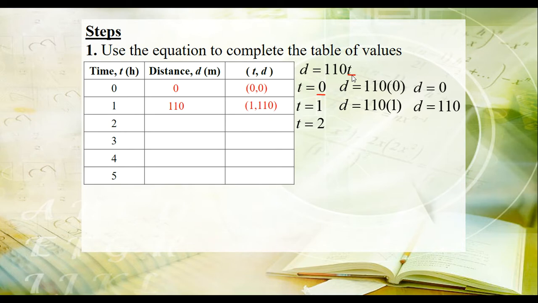For a time value of 2, plug it into the equation. So you'd have d is equal to 110 multiplied by 2. 2 times 110 would be 220. So the distance traveled would be 220 meters.